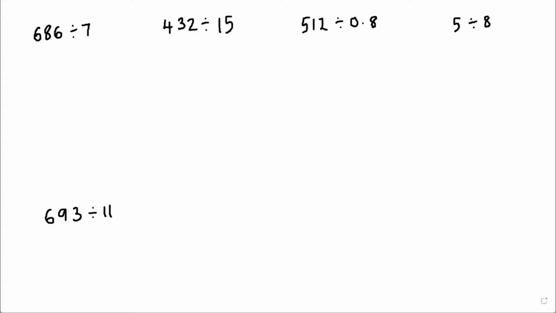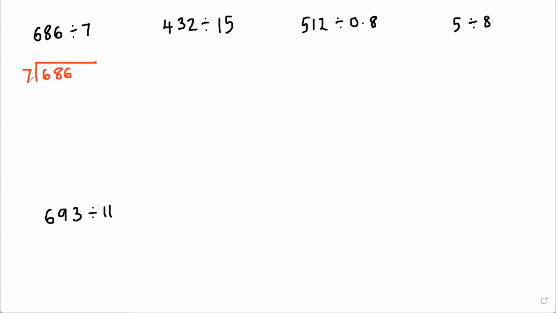So first of all, we're going to look at 686 divided by 7. I would always recommend you use the bus stop method. Whether you use the short method or the long method is entirely up to you. At school for year 6, you will be expected to know the long division method, but for the 11 plus, if you would like to just do the short division method, that's perfectly fine. So we're going to put 686 inside the bus stop and divide by 7.